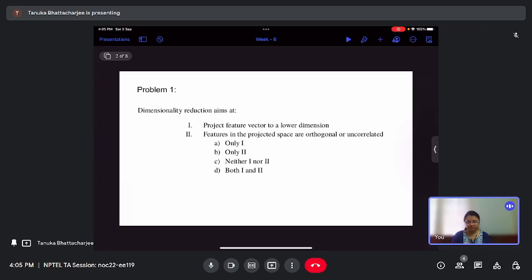So the first question that we have is: dimensionality reduction aims at two objectives are given. We have to say which is the objective of dimensionality reduction. The first option is project feature vector to a lower dimension, and the second is features in the projected space are orthogonal or uncorrelated. So before I answer the question, if anyone wants to volunteer to answer, what will be the correct option for this?